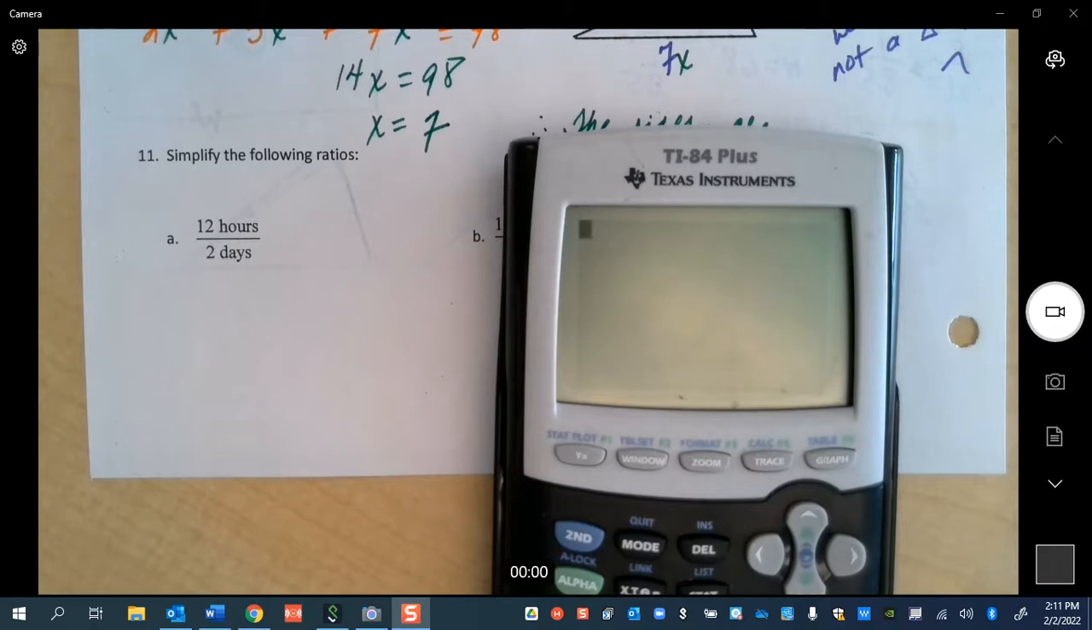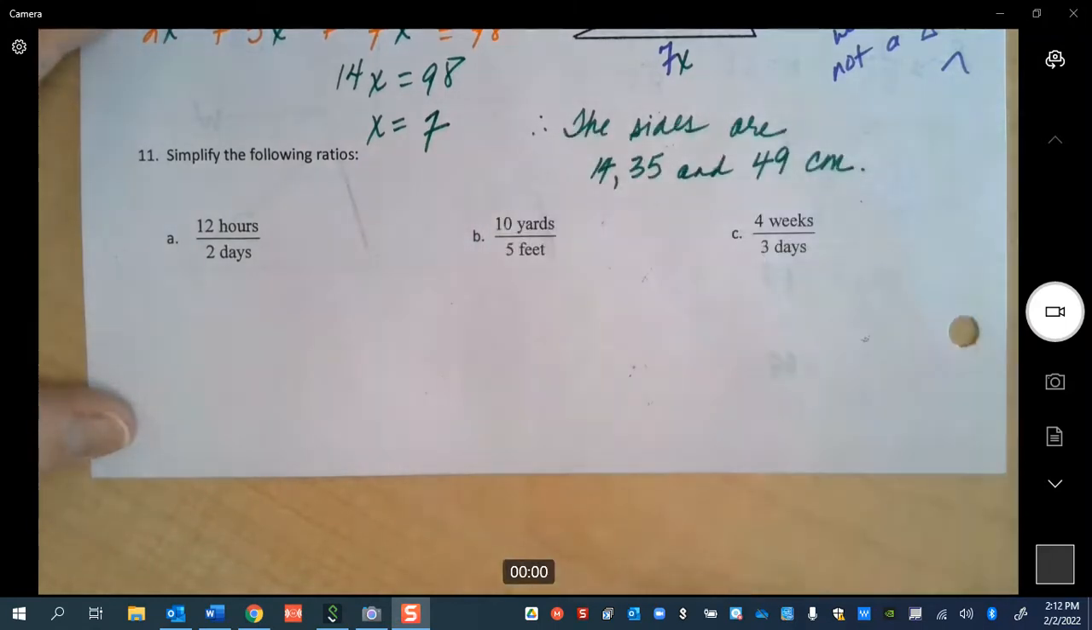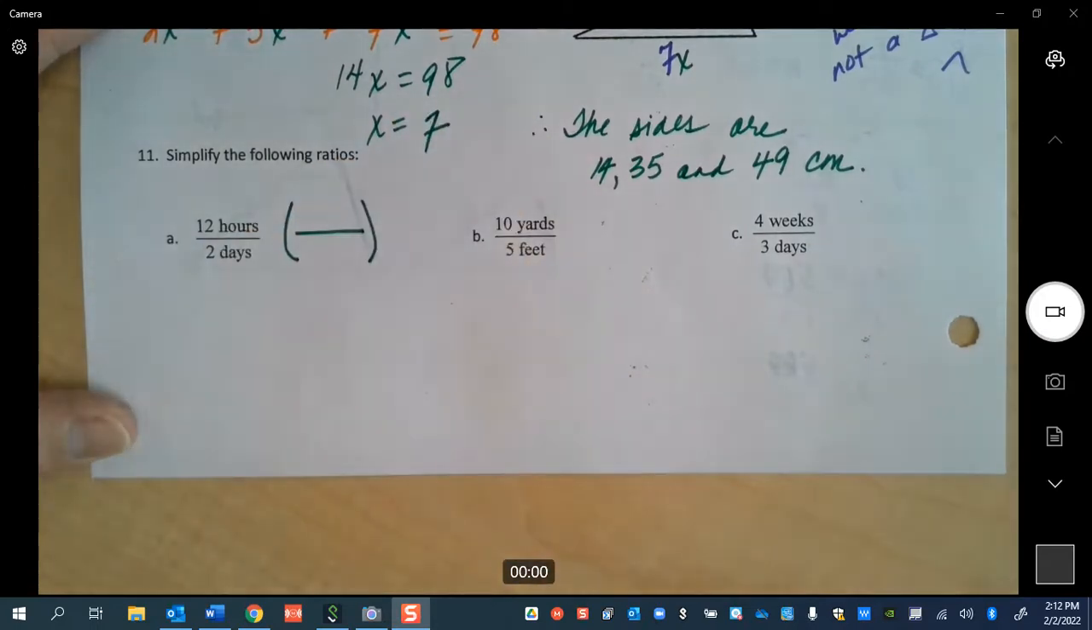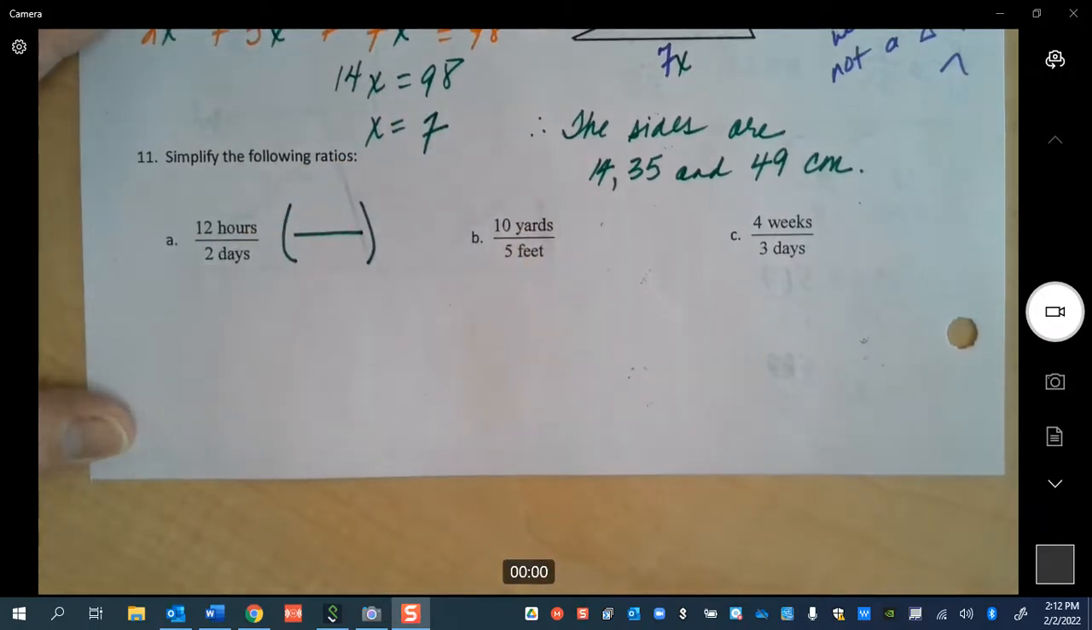Because we cannot say that that ratio, 12 hours to 2 days, is the same as 6. 12 days to 2 days is 6. 12 hours to 2 hours is 6. But what I need here is a conversion factor. And what my conversion factor does is it puts everything in terms of the same units.